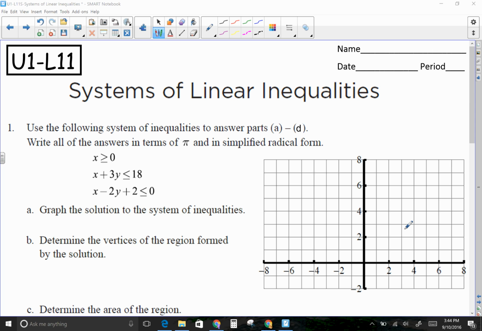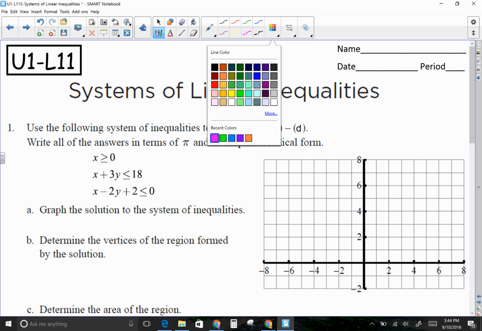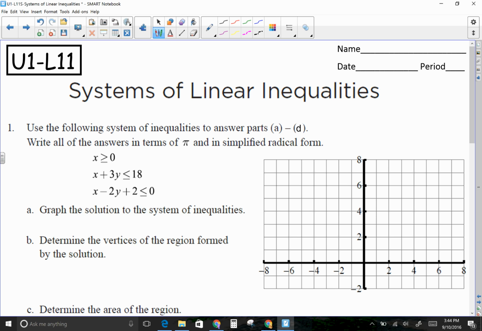This is Unit 1, Lesson 11, and we are talking about systems of linear inequalities. Okay, we have been talking about inequalities for several days now, so let's hope that you know what they are. Remember, they are those symbols greater than or less than, okay? We're always going to have some type of shading involved with our graphs.